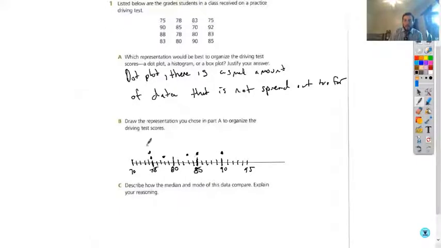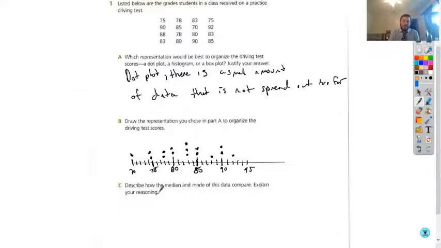85, 70, 92, 88, 78, 80, 83 again, 83 a third time, 80 a second time, 90 a second time, and 85 a second time. So there's all our data points there.